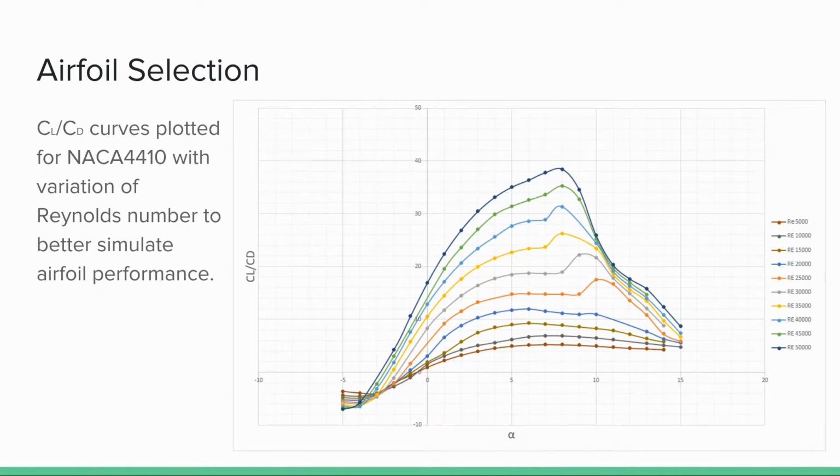We calculated that the propeller will be tested with a Reynolds number from 5,000 to 40,000, so the same curve was then plotted for NACA 410 at different Reynolds numbers. The data were used in the following calculation process.